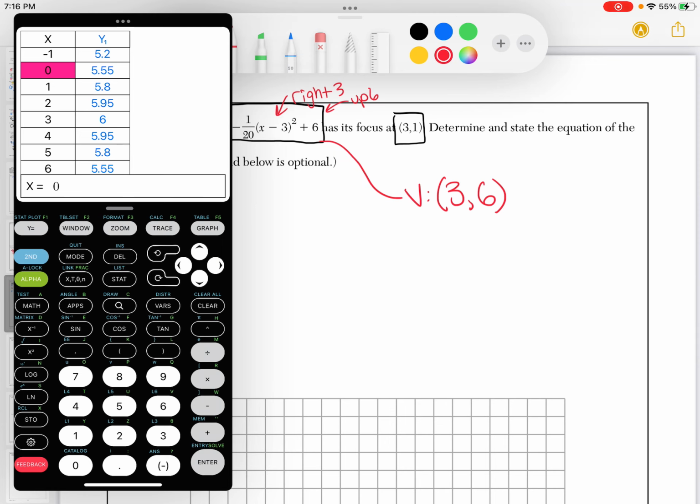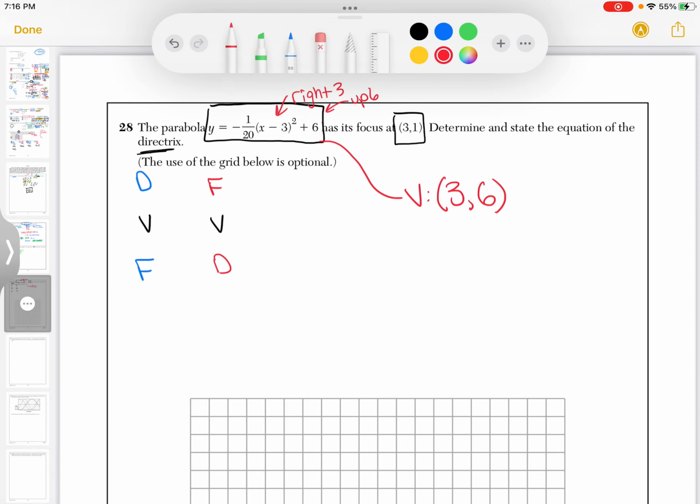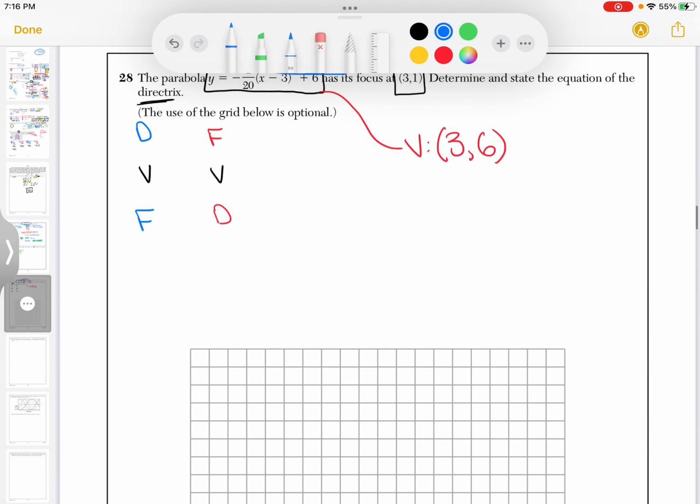But if you look right here, the 3, 6 is right in the middle because there's the 5.95, the 5.8, the 5.55. Everything is surrounding it with that pattern. So that means 3, 6 has to be the one in the middle. So there's 2 ways to find the vertex. Use your calculator or use your hairy monkeys. Okay, so the vertex is at 3, 6.